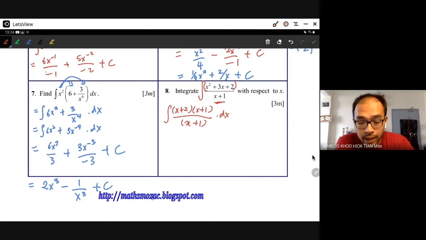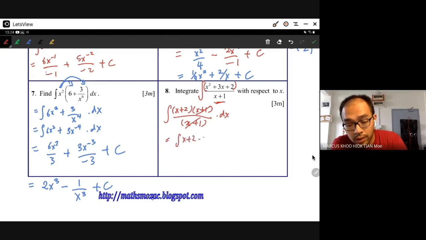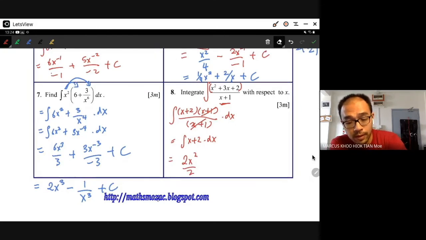And what will happen is the x plus 1 and x plus 1 will cancel itself out. And so because of that, you are only actually integrating x plus 2 terhadap dx, which is a very simple integration actually. It's just x squared over 2 plus 2x plus c.